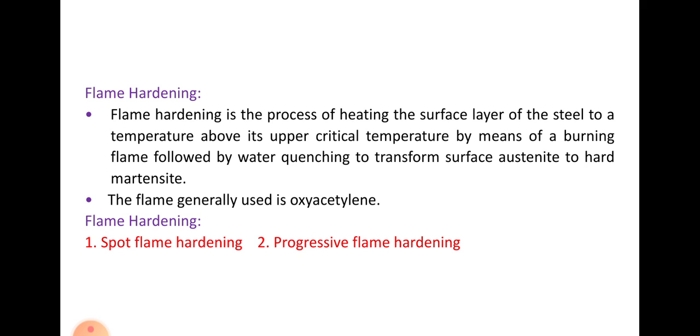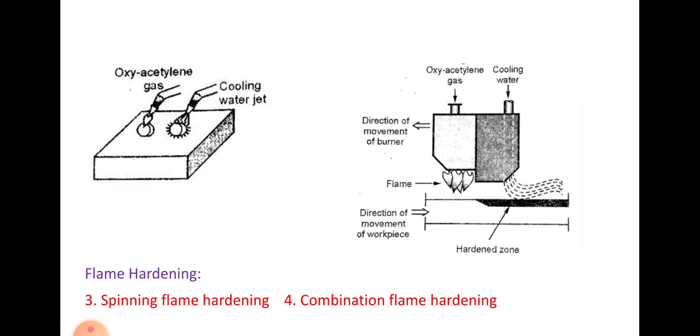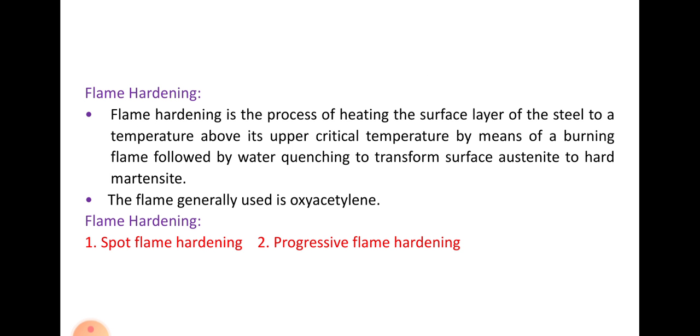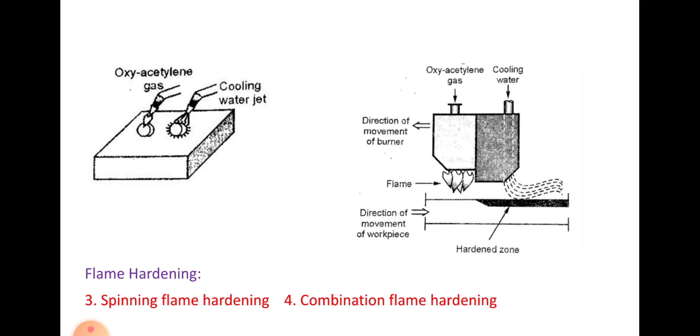The first diagram shows spot flame hardening, where we apply the oxyacetylene flame at a specific spot and then increase the hardness of that spot on the steel surface. The second diagram shows progressive flame hardening, which is mainly used for lathe machine applications, where step by step the oxyacetylene flame is used to increase the hardness of steel.